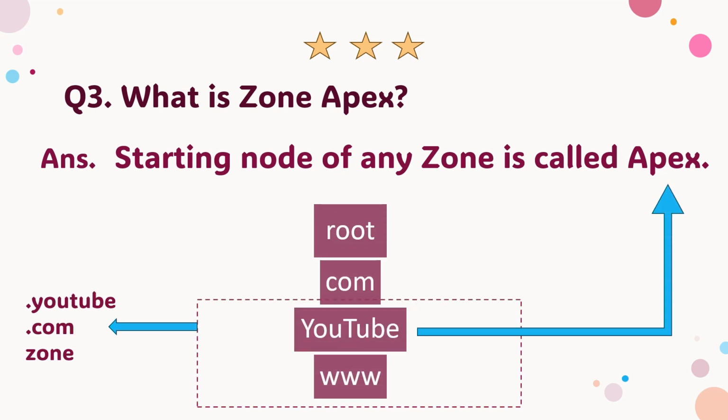I have tried to explain it with the help of this hierarchical tree structure. First is root, then is the .com, then .youtube, and then is www, the subdomain level. So YouTube here is the starting point of a particular zone, which I have highlighted with the dotted line, which is called as .youtube.com zone. So YouTube here is known as the apex of this zone.